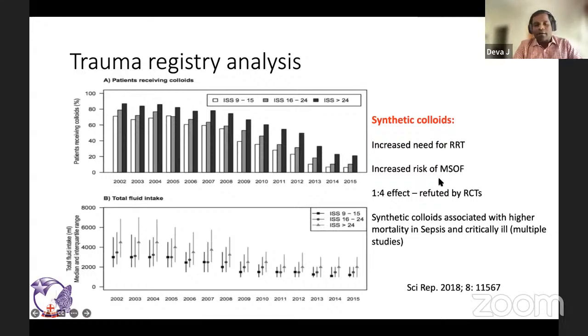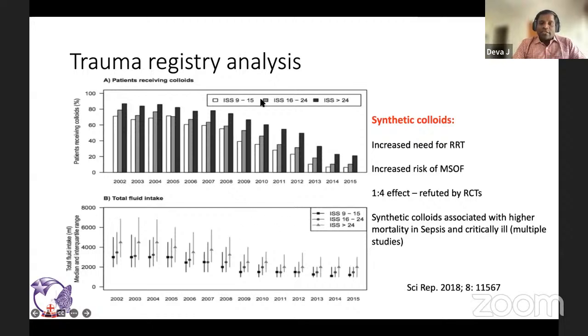And I'm not going to talk about the same thing that AB mentioned, the 1:4 effect that you have all read in the books, that you have to give 4 times the volume of crystalloids to replace the volume of colloids lost. It is refuted by all the trials. So that theory does not hold good. It's a physiological concept, and it doesn't happen like that in clinical practice. So we do not use colloids. Synthetic colloids are associated with higher mortality, both in sepsis, in the critically ill, and in trauma patients.